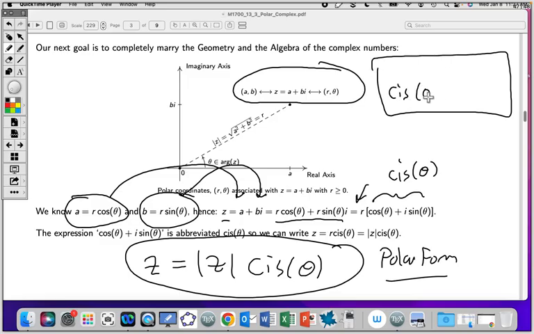Sometimes cis theta is written as e to the i theta, which you could take as a definition of what we mean by e to the i theta. But if you persevere through calculus, when you get into topics in calculus, you'll be able to understand a little better why this definition is consistent with all the other things we do with these functions. But for now, in this course, we're just going to use the cis theta notation.